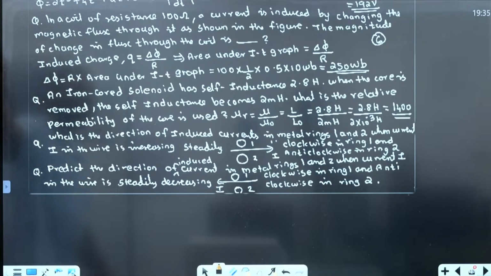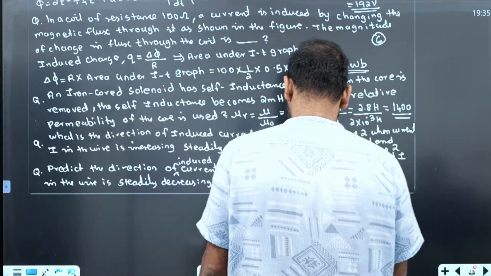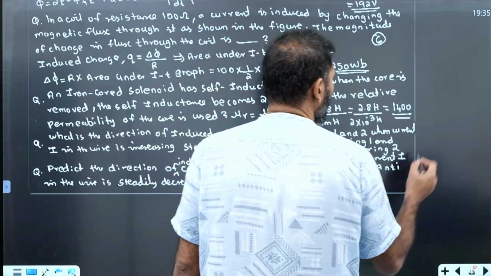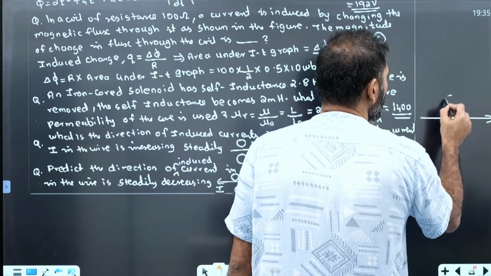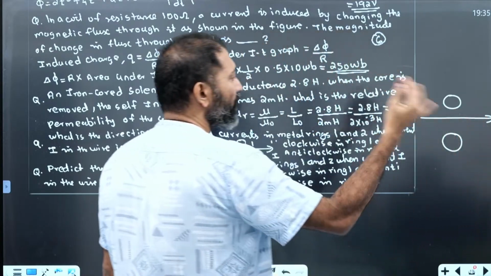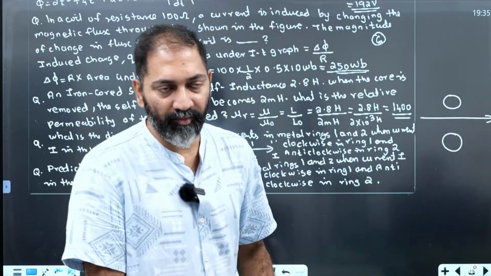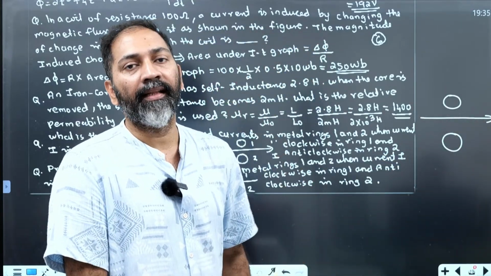Predict the direction of induced current in this ring when the current is increasing. See, there are two metal rings and the current is increasing to the right side. So right side current is increasing. So it is a changing current that will produce what?